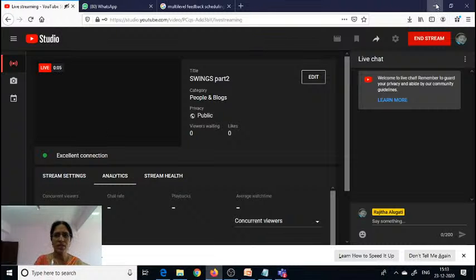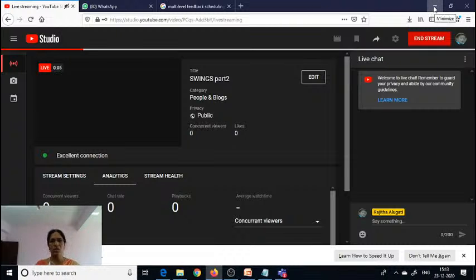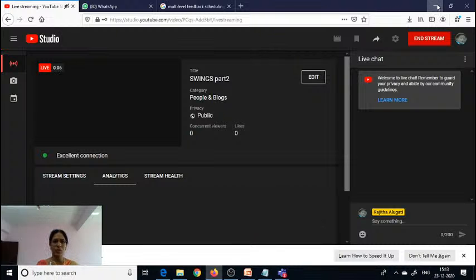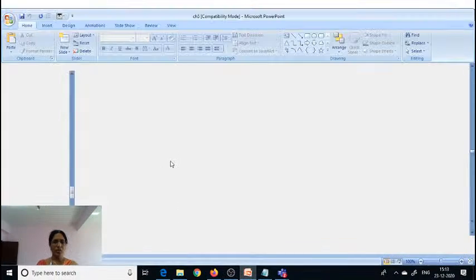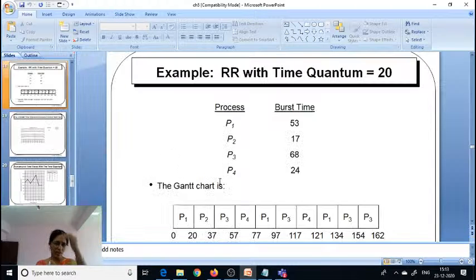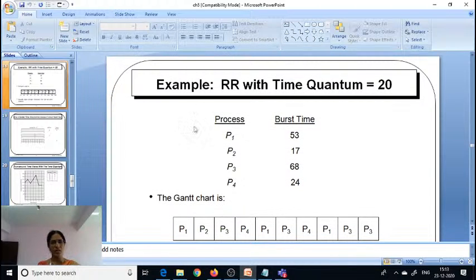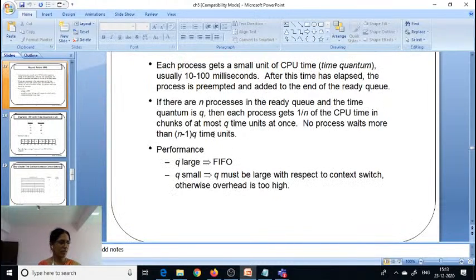Now, yesterday we had discussed the round robin scheduling algorithm. So now again I am discussing the round robin scheduling algorithm only. In this round robin scheduling algorithm, there is only the preemptive version. It works based on the time quantum.